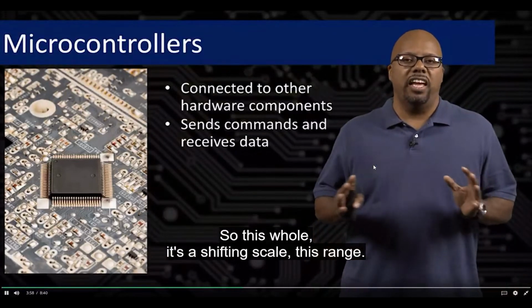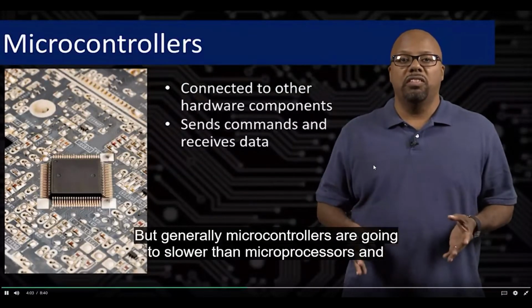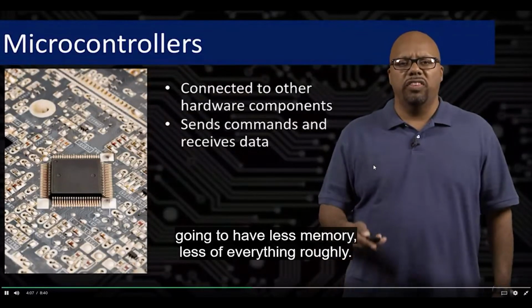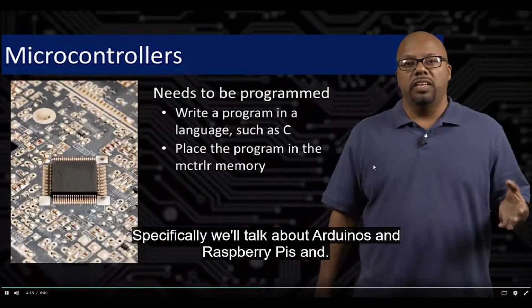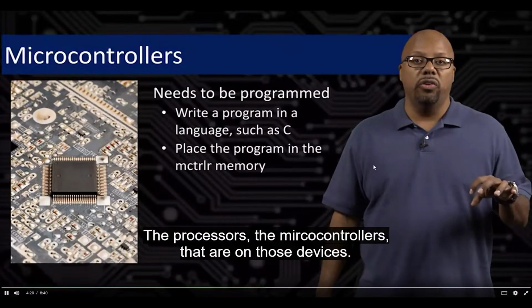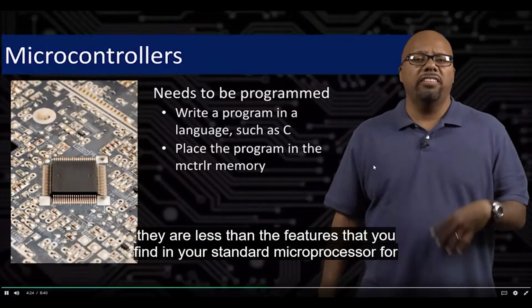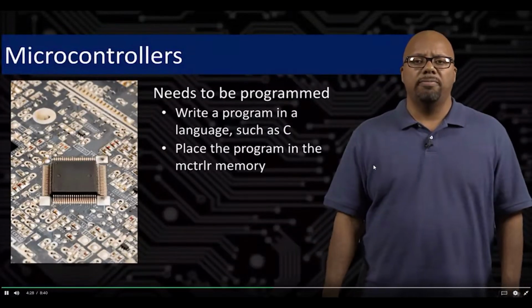So it's a shifting scale, this range, okay? But generally, microcontrollers are going to be slower than microprocessors and have less memory, less of everything, roughly. Less memory, fewer features. There are lots of other features, and we'll talk in more detail about these in the next course. Specifically, we'll talk about Arduinos and Raspberry Pis and the microcontrollers on those devices. We'll talk in detail about what features they have, but they are less than the features you find in your standard microprocessor for a desktop or laptop.